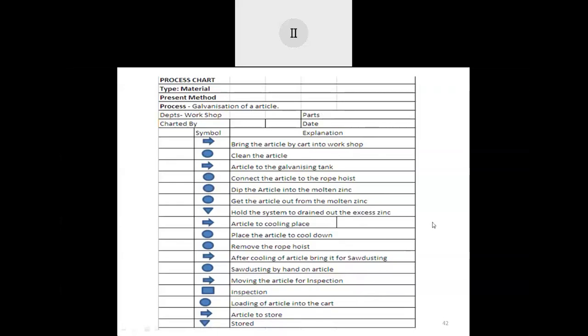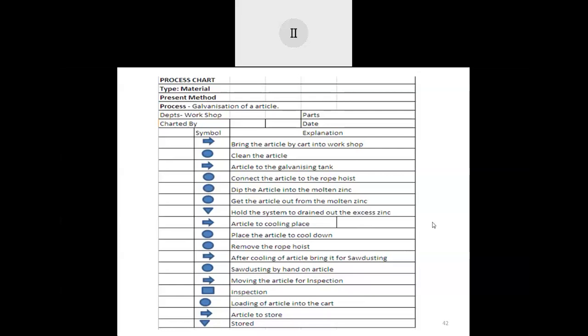In the exam, some questions may come, such as explain a process chart with a suitable example. With a suitable example means you need to explain the process through which your material, your article, your raw material will go, from the beginning to the end, what the different processes are, whether it is movement, some operation, or some delay or store, whatever that may be. With the required symbols you need to explain your process chart.